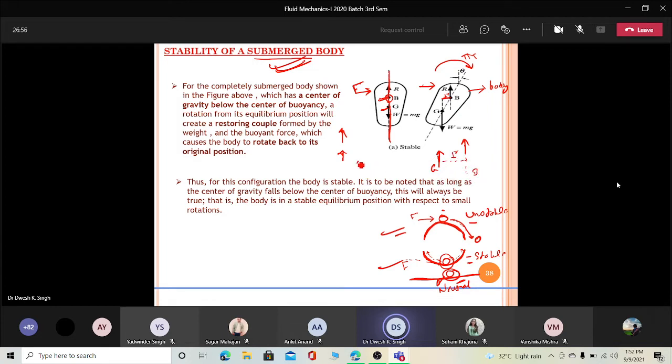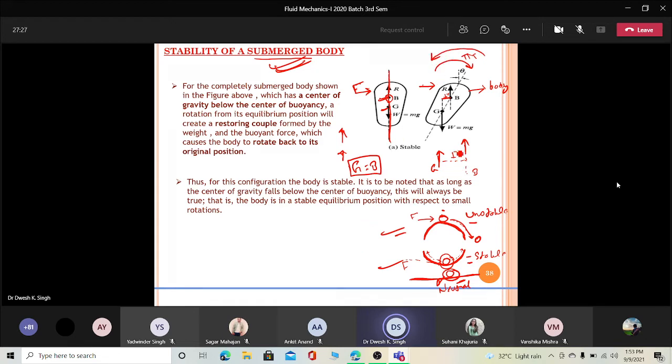And we know that G and B will always be equal for the stability condition. Now remember the class on the couple. When two forces of equal magnitude have a perpendicular distance between them, they generate a couple. And due to this, a restoring torque is generated there.